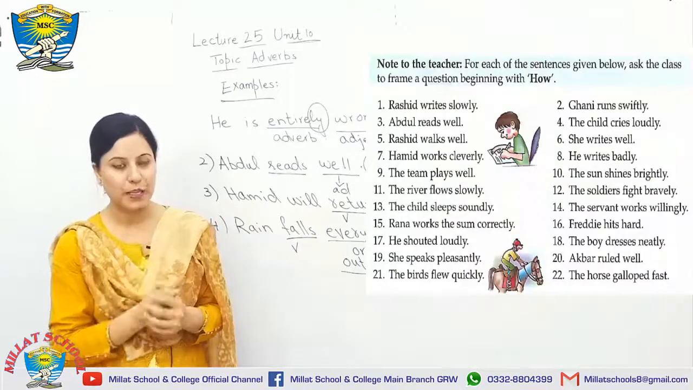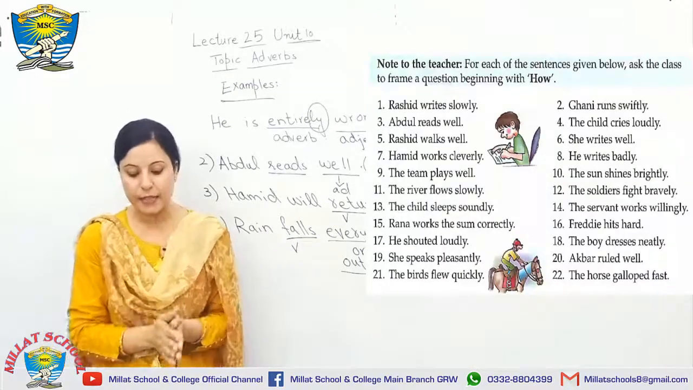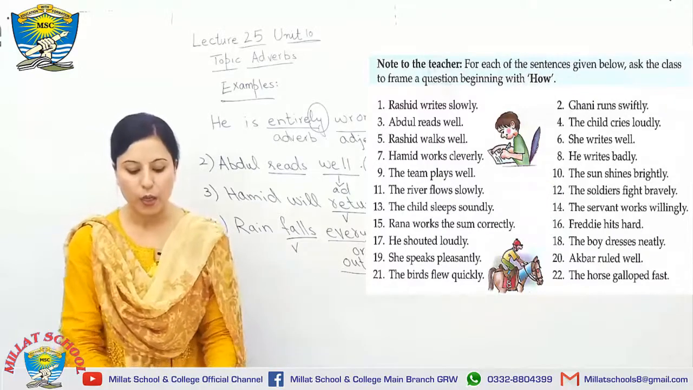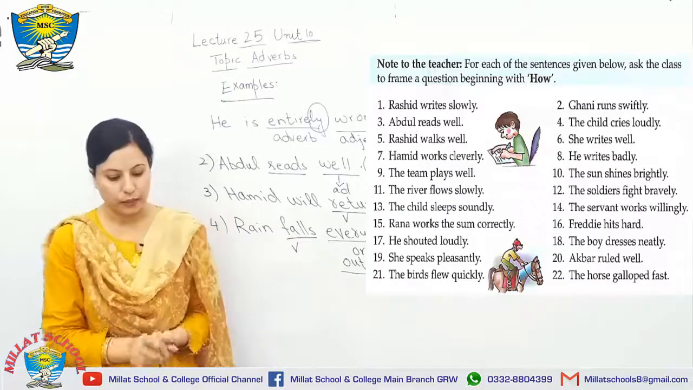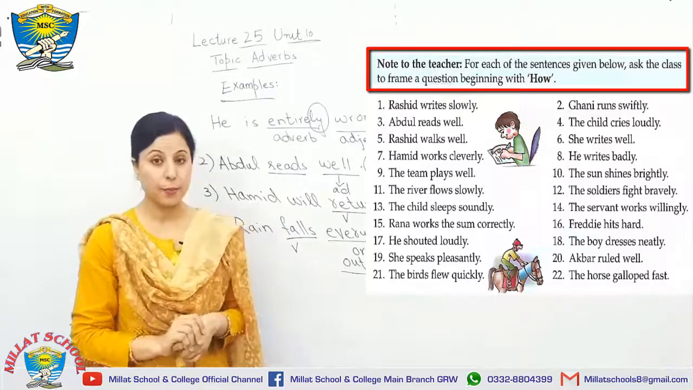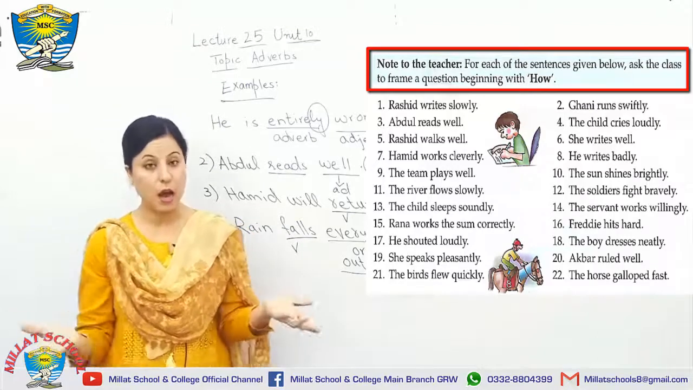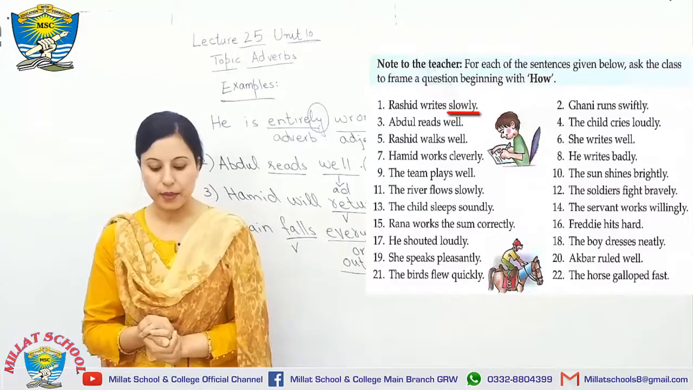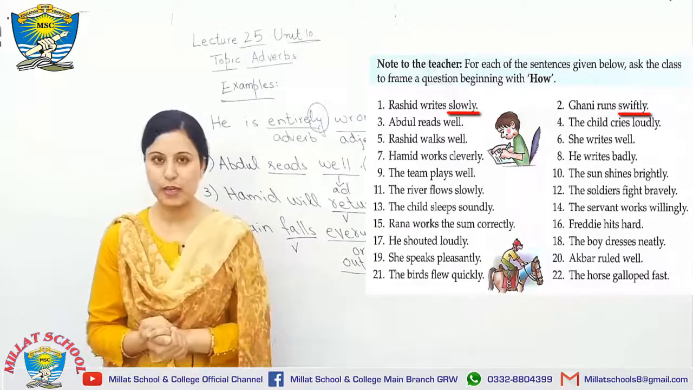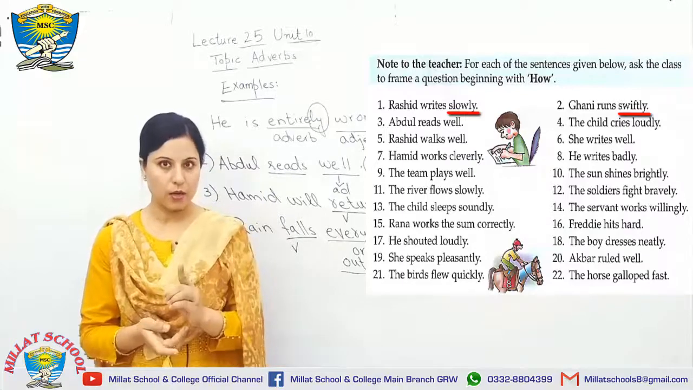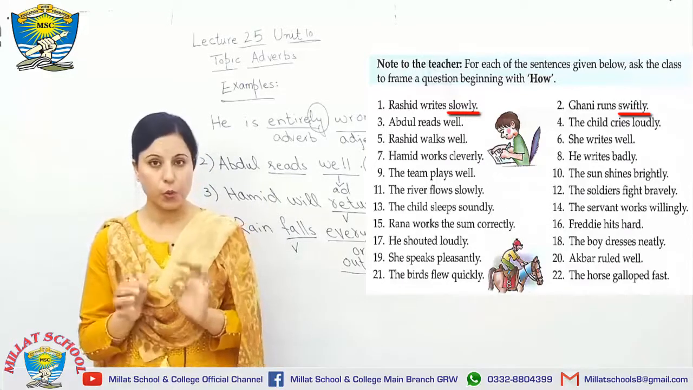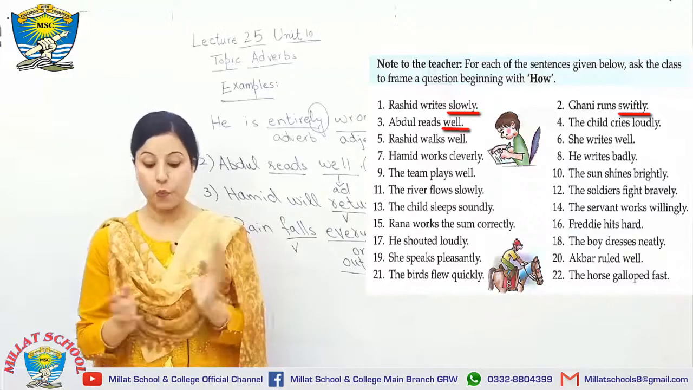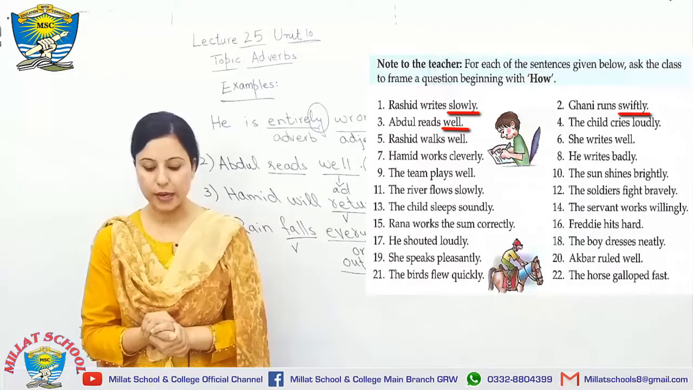Let's move to page number 130. That tells us something about using how. Have a look at page number 130. Your first exercise is about beginning with how. Like Rashid writes slowly, Ghani runs swiftly. All the ly words are your adverbs here. So you are going to underline them. Abdul reads well. The child cries loudly.